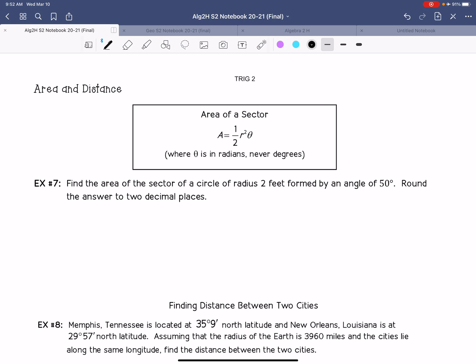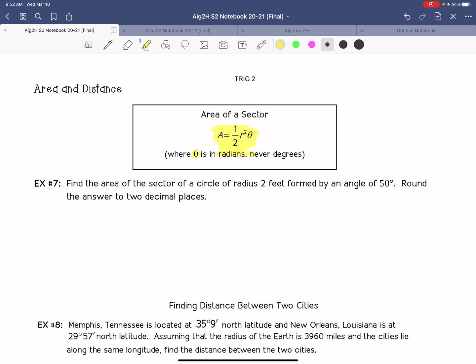All right, so now we're going to talk about area of a sector. So this is like a piece of a pie, the area of a sector. So area of a sector is equal to 1/2 r squared times theta. Again, theta is in radians, never in degrees. It's always in radians. So we're looking for like a slice of a pie, the area of a piece of a circle. And we're going to draw a picture so we can see this.